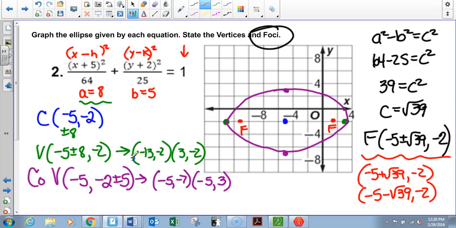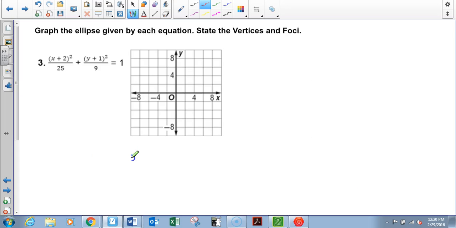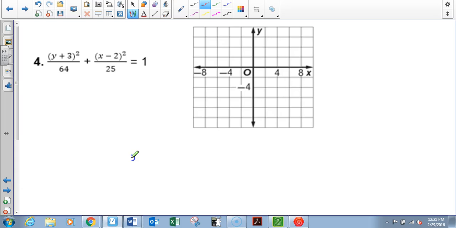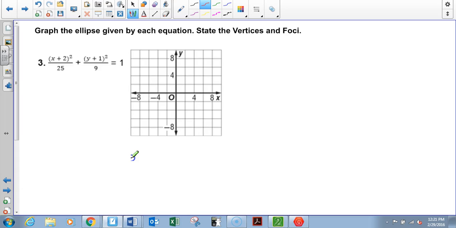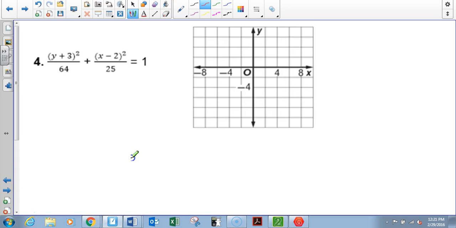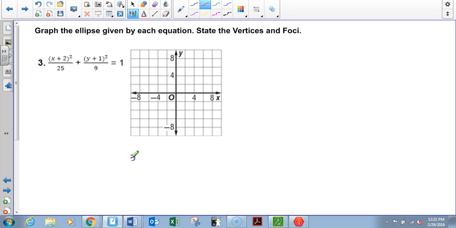Okay. I want you to work on 2 and 3, but I want you to tell me the difference between 2 and 3 first of all. 3 and 4. Yeah, 3 and 4. You're right. Sorry. What is the difference between 3 and 4? Okay. On number 4, it's going to be longer going up and down, right? Yeah. And on 3, it's going to be longer going across.